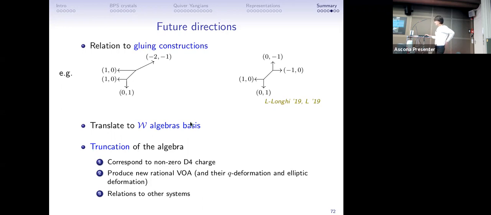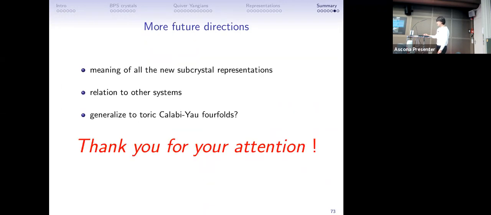And then finally, it's actually interesting to consider the truncation of algebra. So it's possible to produce a new rational UA and then the Q deformed version. And this truncated algebra is more closely related to the system that another group has studied. And also maybe the meaning of this new subcrystal that we haven't seen before, and how far you can generalize this story to the fourfold. Yeah, thanks.